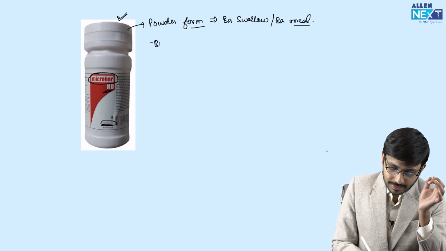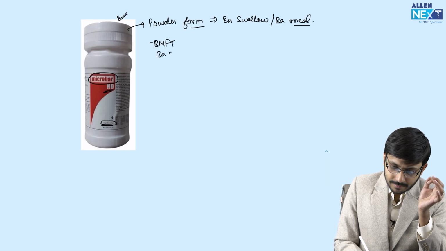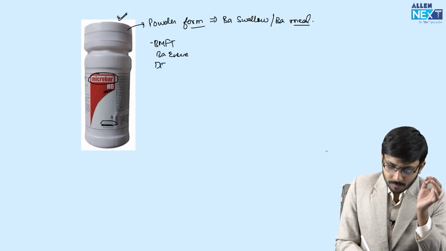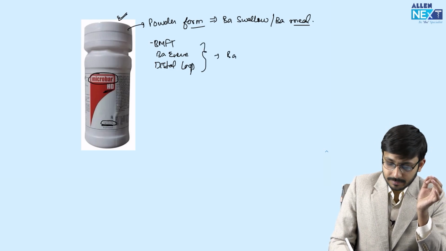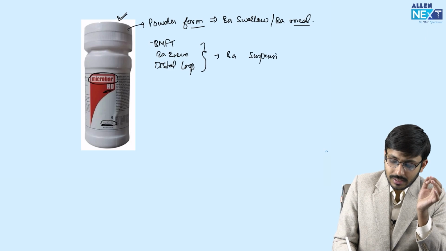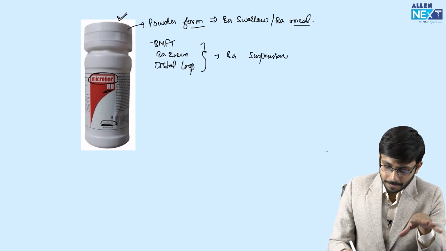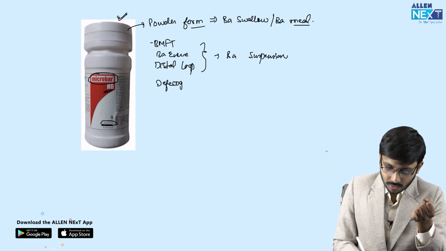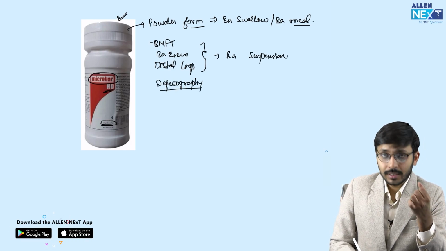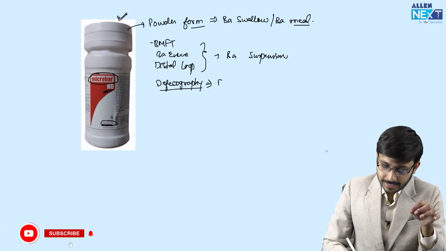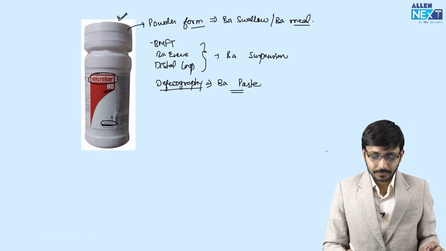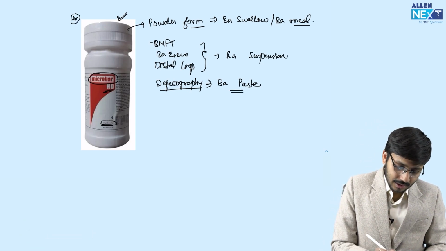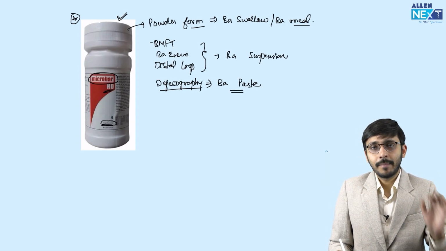In barium meal follow through, barium enema, distal loopogram, we usually use barium suspensions. They are more thinner. And in defecography, which we read was for rectal prolapse, we use barium paste. Okay, so remember this image of Microbar HD. This is barium sulfate.